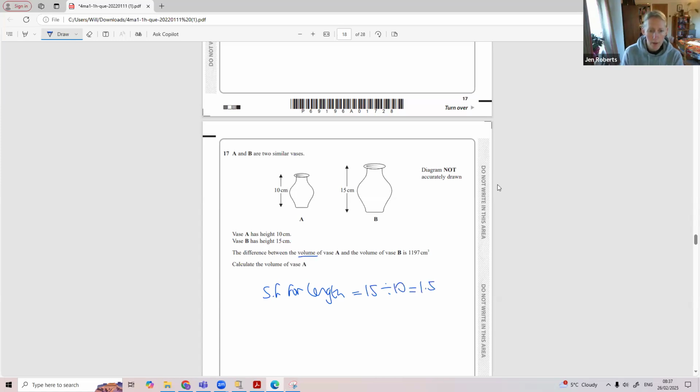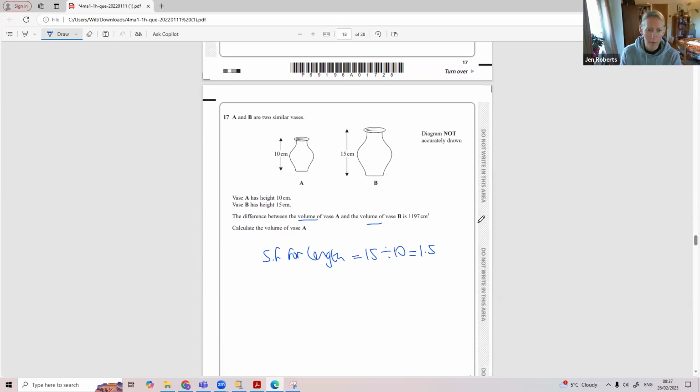We're given some information about the volume here, not the actual volume of either of these, but some information about it. So what do we do to get the scale factor for volume? We need to cube this 1.5. So even if you can't do anything past there, if you have done this, you would have picked yourself some marks up. How many marks would you have got? You would have got only just one mark for that.